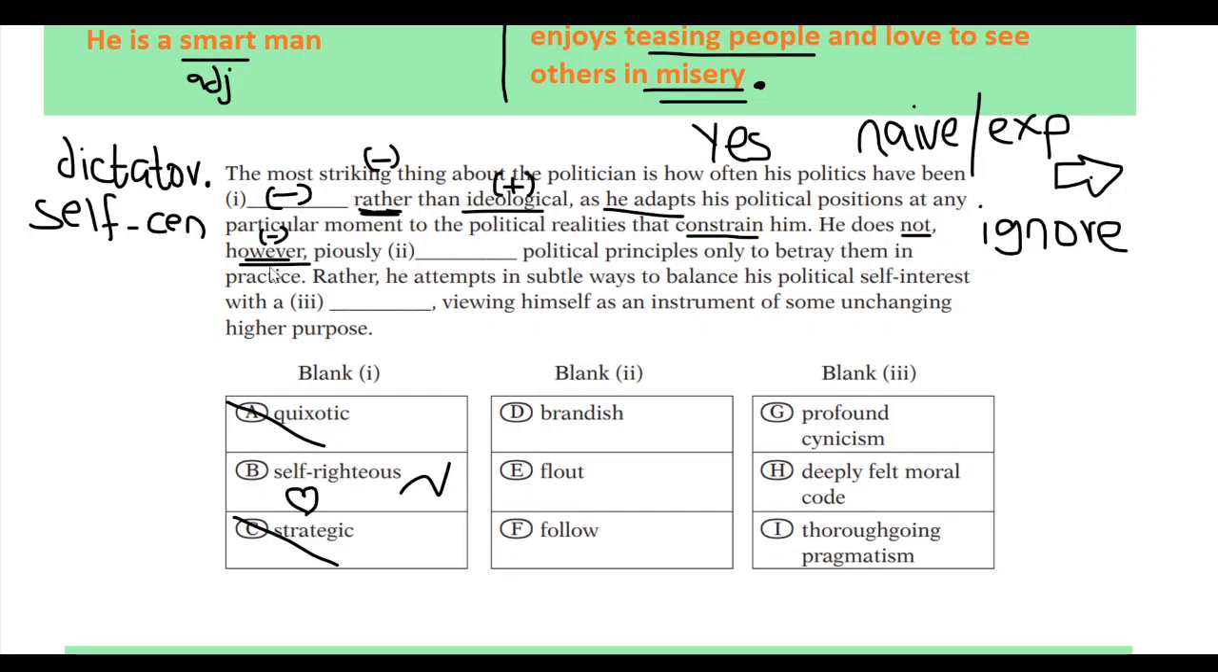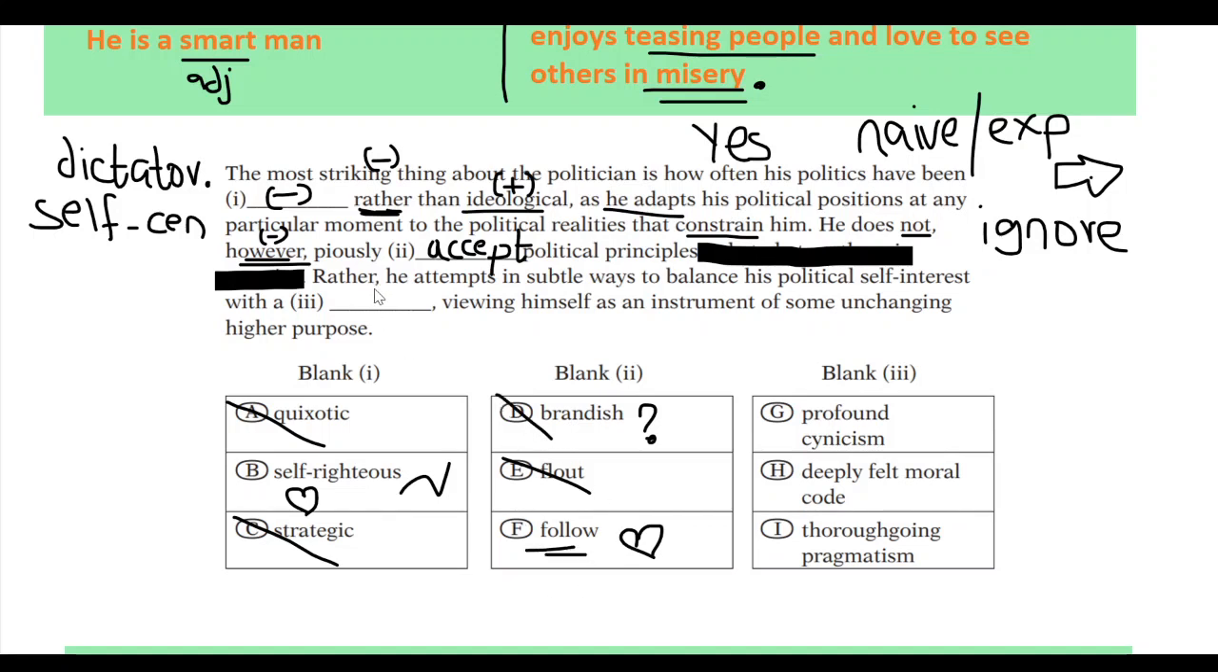So he does not, however, piously accept something to this effect, accept political principles only to betray them in practice. I don't even know what that means, and since I hate reading, I'm just gonna ignore that. So, okay, coming back to the answer choices, follow, yeah, looks pretty good. I'm gonna give it a heart. Flout, no, that's the opposite of what I'm looking for. Brandish, what the hell does brandish mean? And it doesn't even make sense. I'm gonna go for follow.